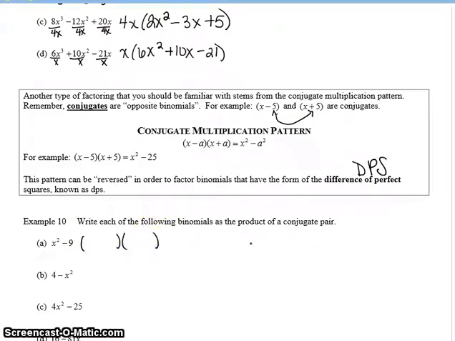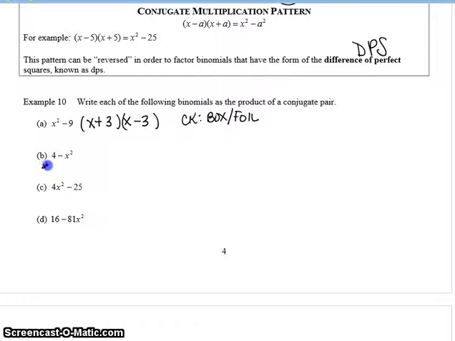Example 10 here, right? Each of the following binomials is the product of a conjugate pair. One's always a plus, one's always a minus. It doesn't matter if you put the minus first and the plus second. Okay? Multiplication is commutative, so is addition. And then what you do is you take the square root of both those numbers. So the square root of x squared is x. X goes in front. And the square root of 9 is 3. So x plus 3 times x minus 3 gives you x squared minus 9. You can check by either doing your box method or your FOIL. Okay?